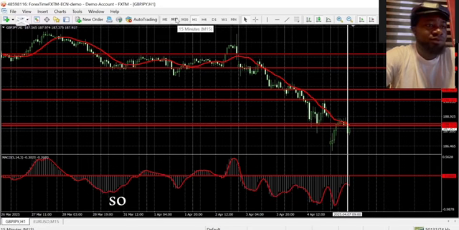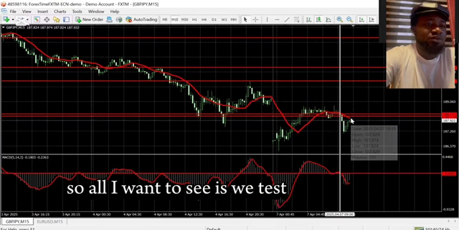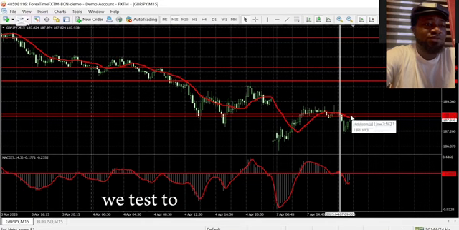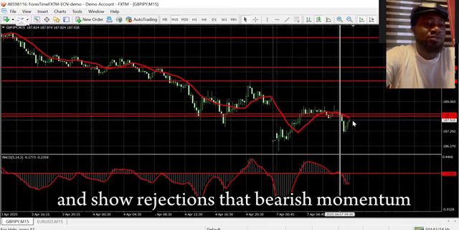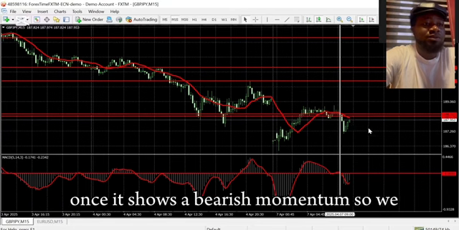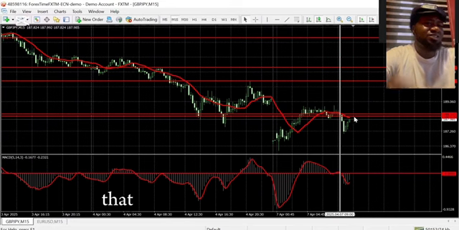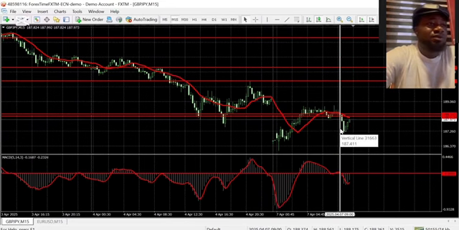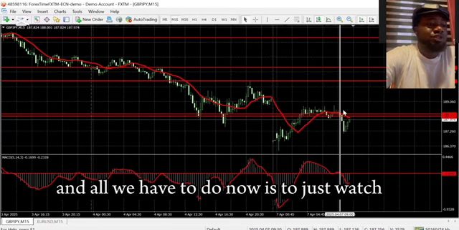So we'll go back to our 15 minutes. All I want to see is a retest of the moving average line. If this candle can retest the moving average line and show rejection, that's bearish momentum, and once it shows bearish momentum, we will start selling this trade too. That is just it. It's as simple as that. So I guess with this, we can call it a day, and all we have to do now is just watch the market.